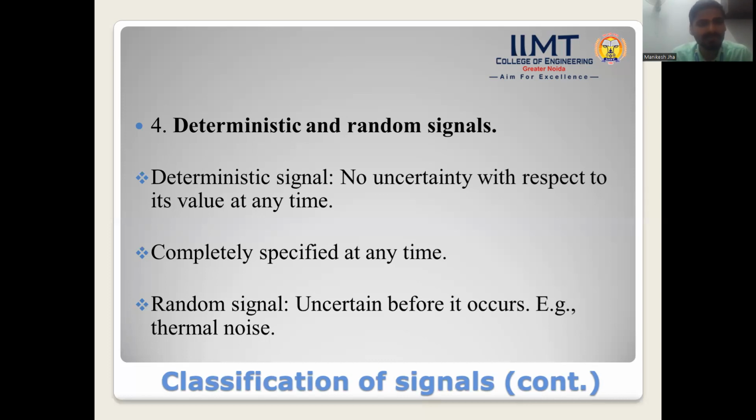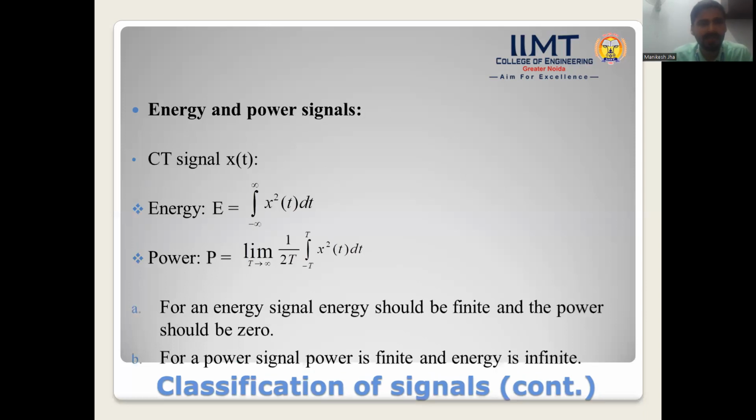So it may be 10, it may be 15, it may be 12, any value it will take. So the random signal, the best example of the random signal is the thermal noise. Noise signal is the best example for the random signals. Next one is energy and power signals.